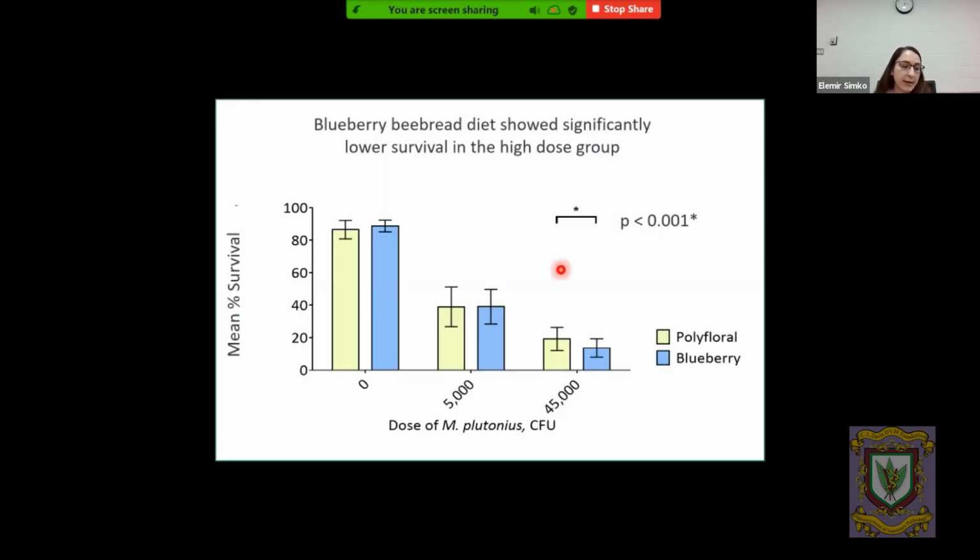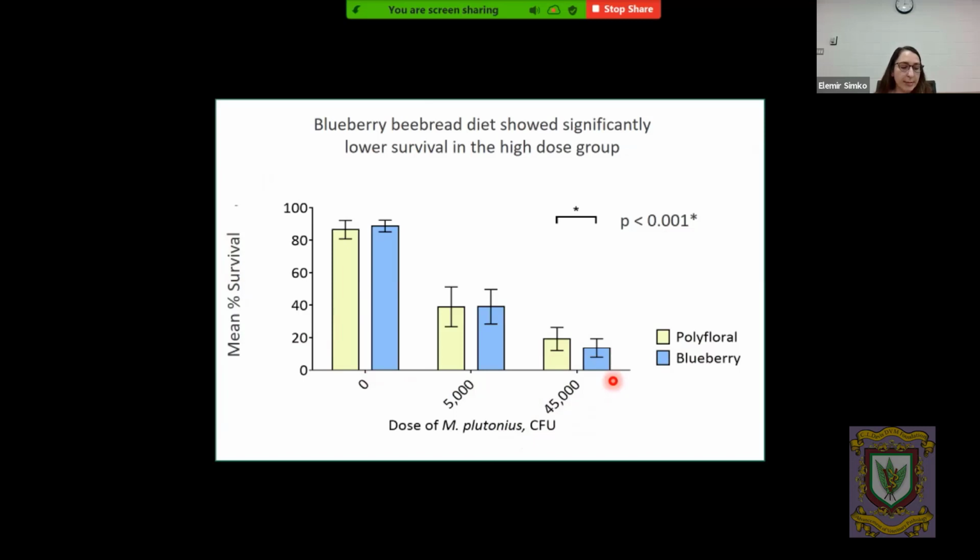Overall, there was a significantly lower survival correlated to blueberry pollen, but only when the larvae were inoculated with high numbers of bacterium. So represented here is the mean percent survival of these larvae, and these are just the different dosages of M. plutonius bacterium.